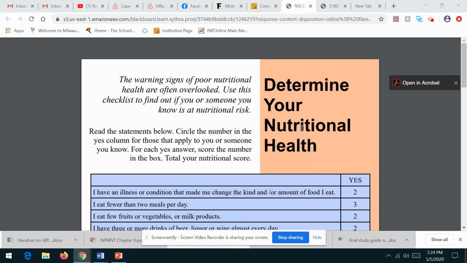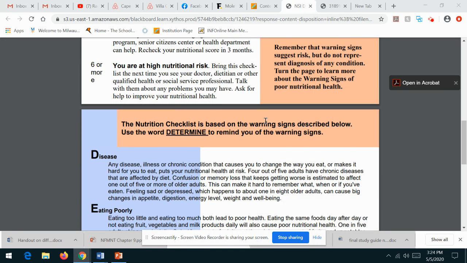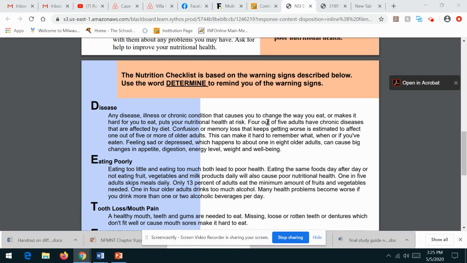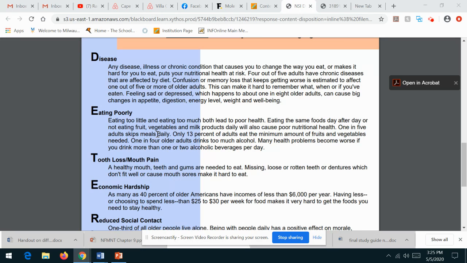Two screens that I want to draw your attention to that we'll be utilizing next semester in MNT2 when we're in the long-term care facility and talking about older adults. The Determine screen, it's called that because that's to remind us of these warning signs.